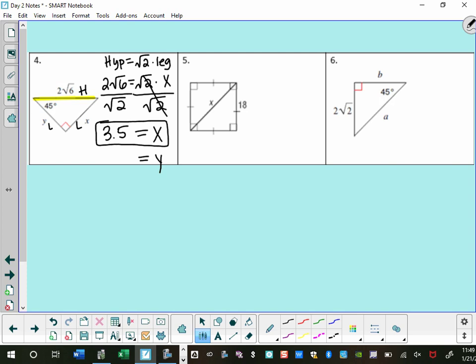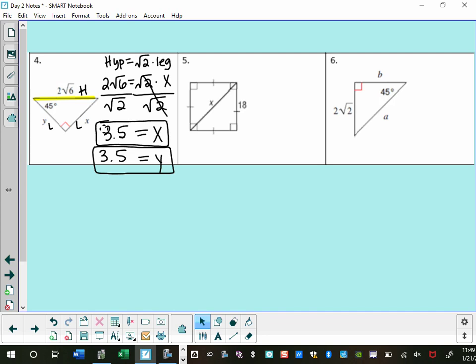What's y? Same thing. My legs are equal in a 45, 45, 90 triangle. But you have to fill out the variable for each one. So write down x and write down y. We gotta do it for both. That's what they're asking you for. They're asking you for x and y. It doesn't say right here, but you can still write in y. Find the variable.